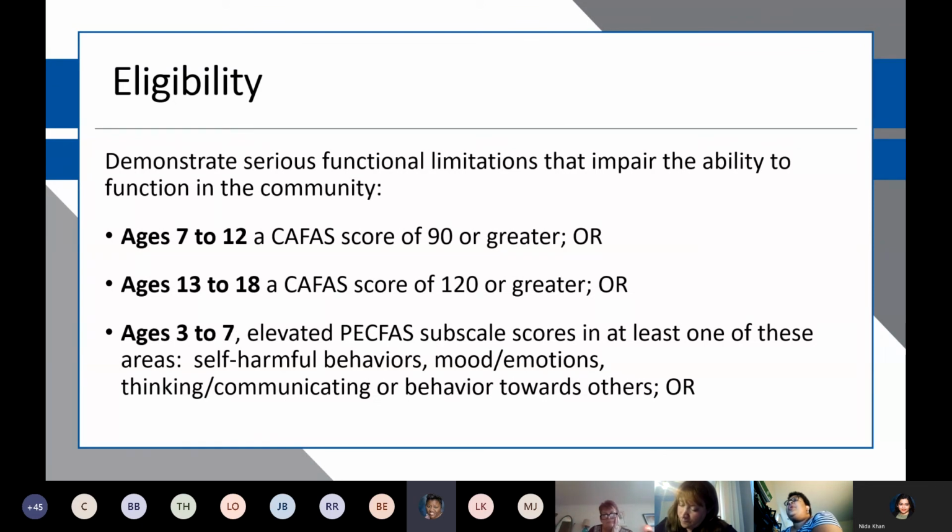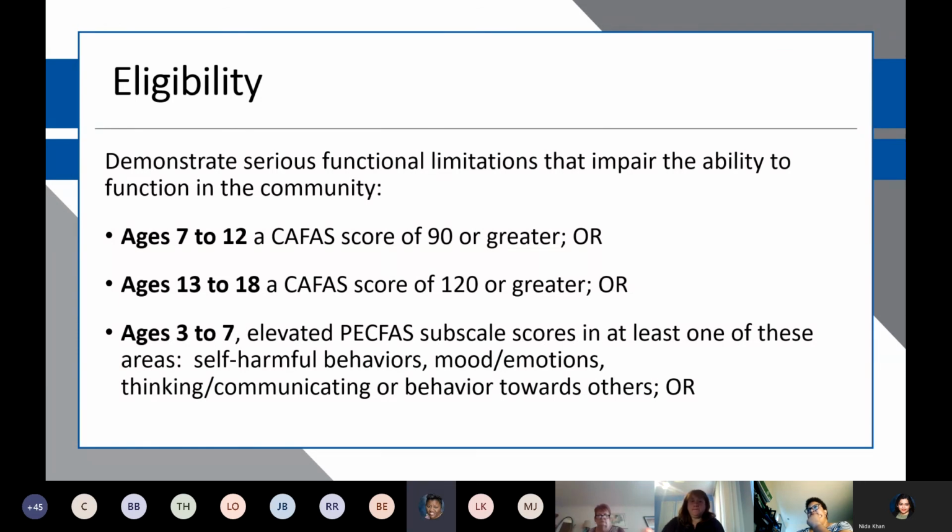Kim, you were using the word CAFAS instead of PECFAS. For the IMH kiddos, they have to have a PECFAS. Thank you for clarifying that, because I did say CAFAS. I said PECFAS at first, and then I reverted back to CAFAS. So thank you for that correction, Cassandra. Let me say that again: a child must only have a moderate impairment in one of those areas on the PECFAS assessment tool.